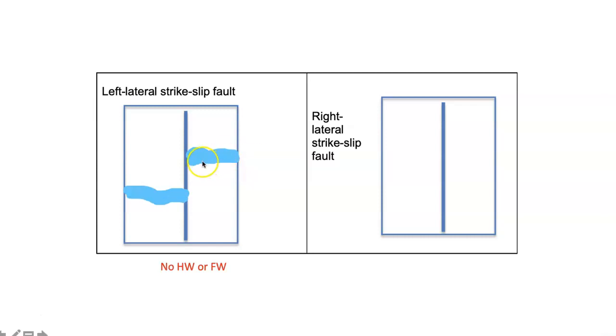As I move along the river and I look across the fault, I see that it's been displaced to the left. If I came along the river on this side and looked across, I would also see that it's displaced to the left. And so that's a left lateral strike slip fault.